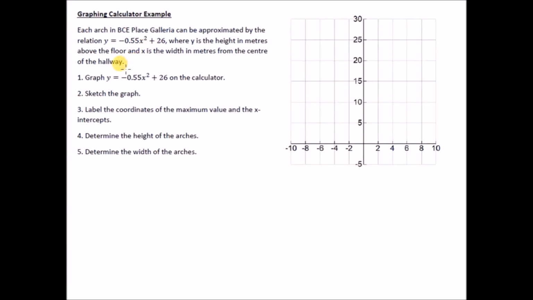Now let's take a look at a graphing calculator example just for fun. Okay, an arc in the BCE Place Galleria can be approximated by this relation right here. So let's go ahead and put that in a graphing calculator. Okay, where y is the height in meters above the floor, so that's going to be the y-axis, and x is the width in meters from the center of the hallway. So I'm assuming that our arc's going to look like it's at the highest point at the center. So let's go ahead and graph it on the calculator, and then we're going to sketch it.